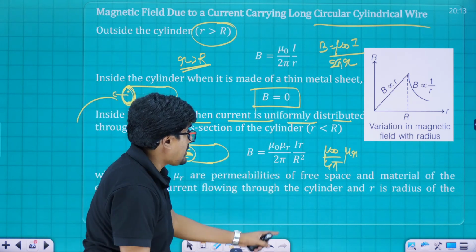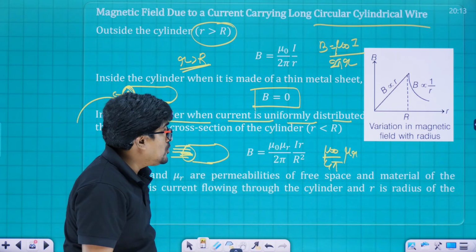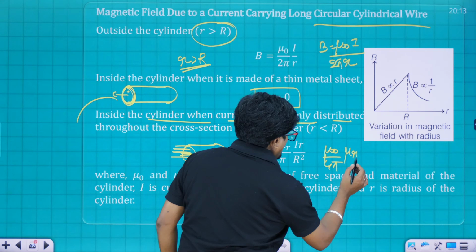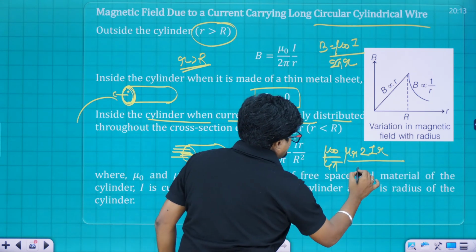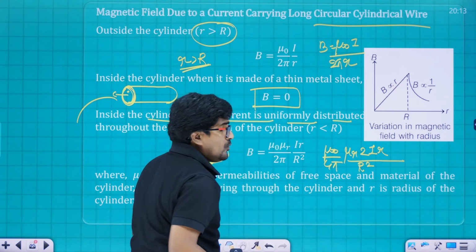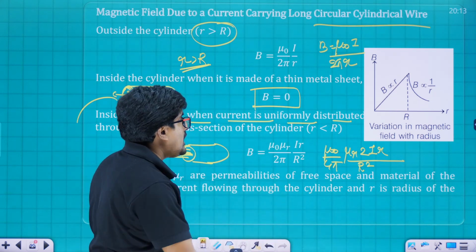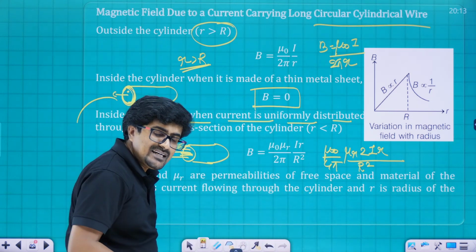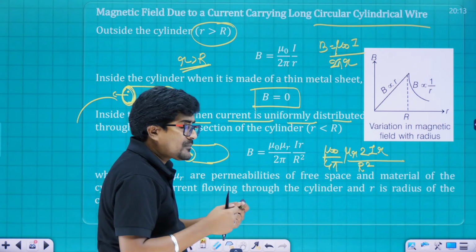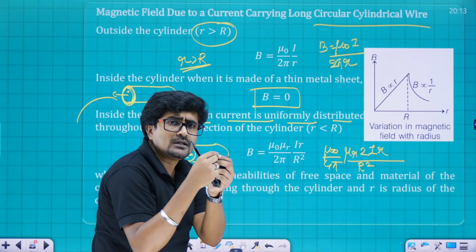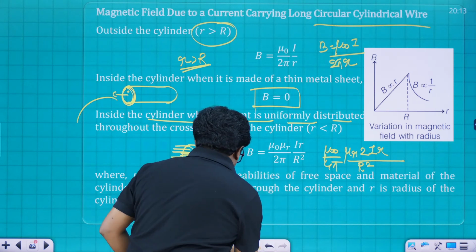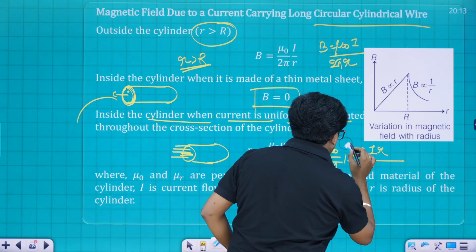So it's mu naught divided by 4 pi into 2 times I into small r, all divided by capital R squared, where capital R is the radius of the cylinder and small r is the distance from the center at which we are taking the point. I think I wrote mu r here. That's not mu r.